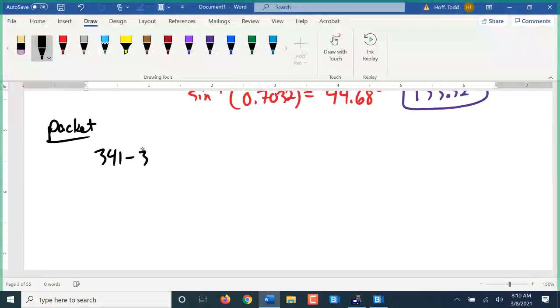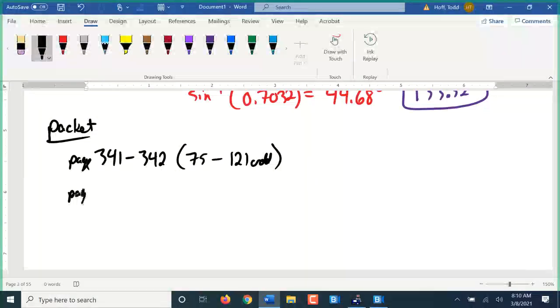In the packet I gave you, I believe pages 341 and 342 are in that packet. Somebody check for me just to make sure. And pages 345 to 347 are in there as well. For 341 to 342, do 75 through 121, the odds. For 345 to 347, just do the odds.